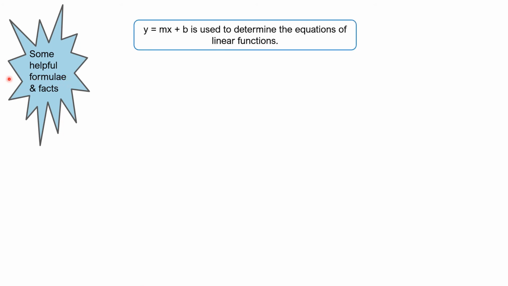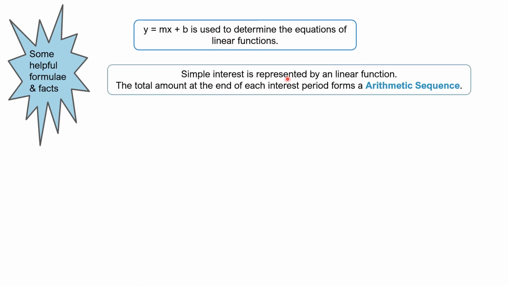Here we've got some helpful formulae and facts. Remember that the plural of formula can be written like this, or it can be written with an S at the end. First one, y equals mx plus b, is used to determine the equations of linear functions. Next one, simple interest is represented by a linear function. The total amount at the end of each interest period forms an arithmetic sequence. We just talked about that.